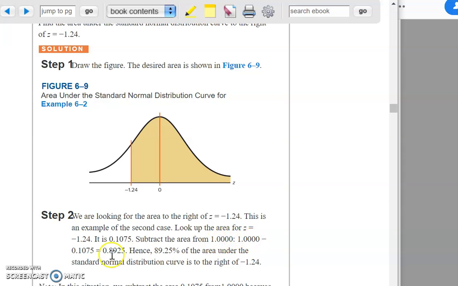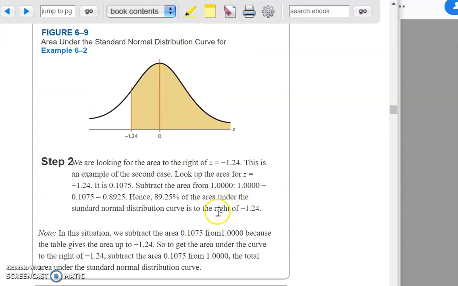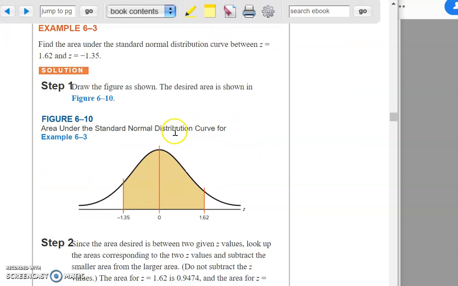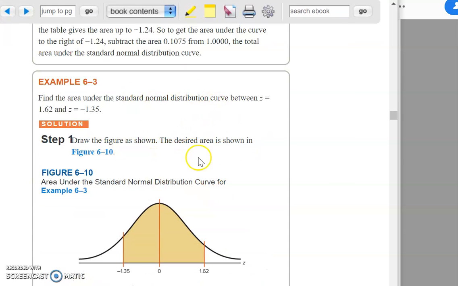The area to the right is going to be 100% subtract 10.75%, or you can say it's 1.000 subtract 0.1075. I hope you see what's going on here. You're finding this area here and you're subtracting it from the entire area. It's the complement. So it's 0.8925 is this area here. So 89.25% of the area under the standard normal distribution curve is to the right of negative 1.24.